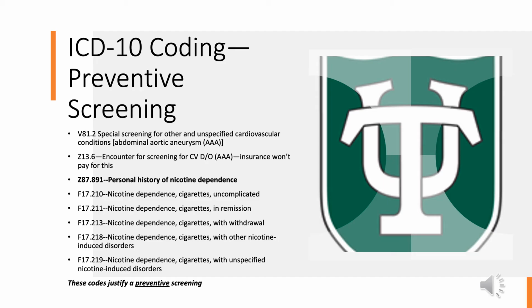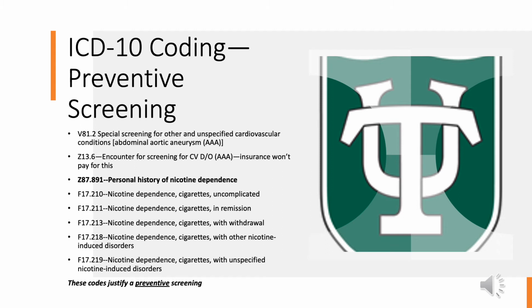So once you decide you're going to do abdominal aortic aneurysm screening, it is important to choose the correct ICD-10 code for this. Some third-party payers are particular about what ICD preventive medicine code is used. Your best bet across the board is using the Z87.891, which is a personal history of nicotine dependence. If other smoking ICD-10 codes apply, you can use those as well.